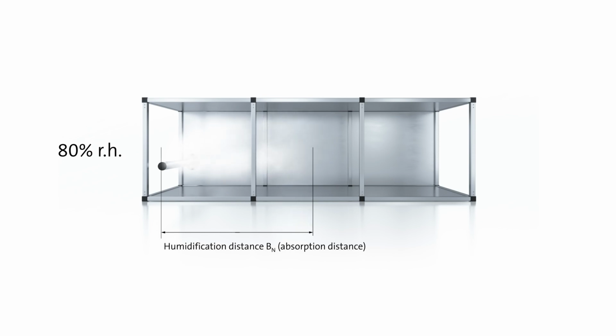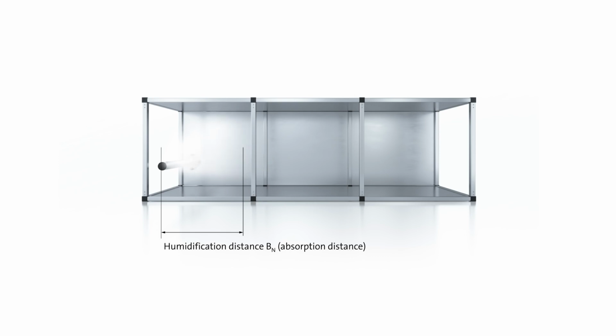Consequently, if the air is very humid, say at 80% relative humidity, a longer humidification distance Bn needs to be provided. Vice versa, at only say 30% relative humidity, a shorter distance is required. The required humidification capacity is also an important parameter. The higher the required humidity increase, the longer the humidification distance Bn becomes, and the lower the required humidity increase is, the shorter the humidification distance Bn becomes.